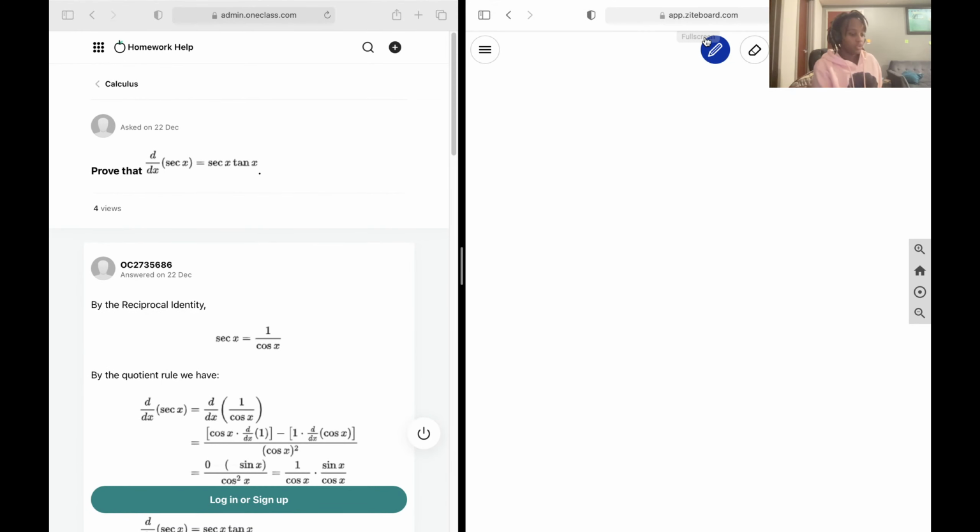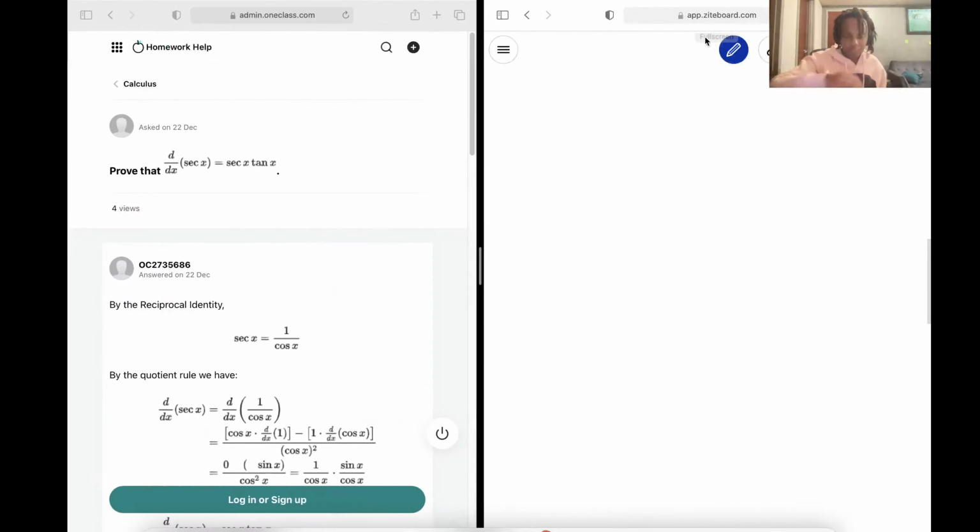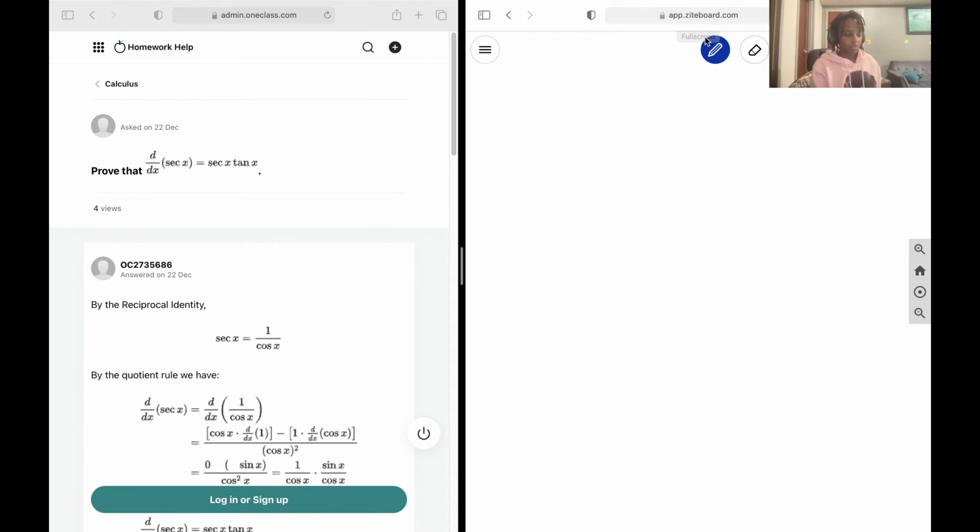Okay, let's get into it. So for our first question, we would like to prove that d over dx of secant x is going to be equal to secant x times tan x.